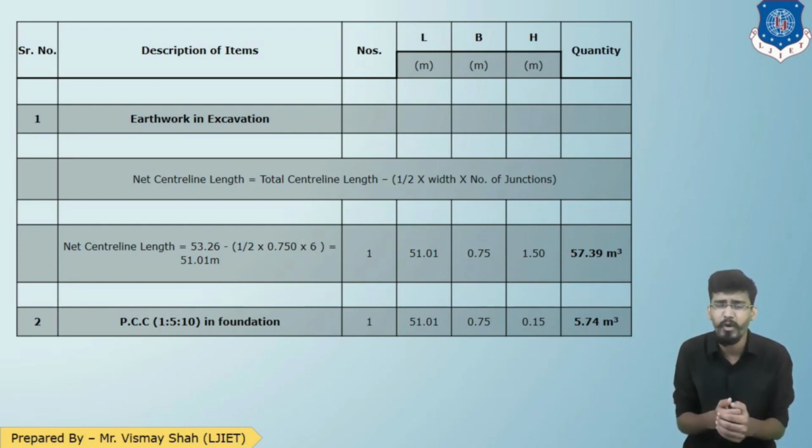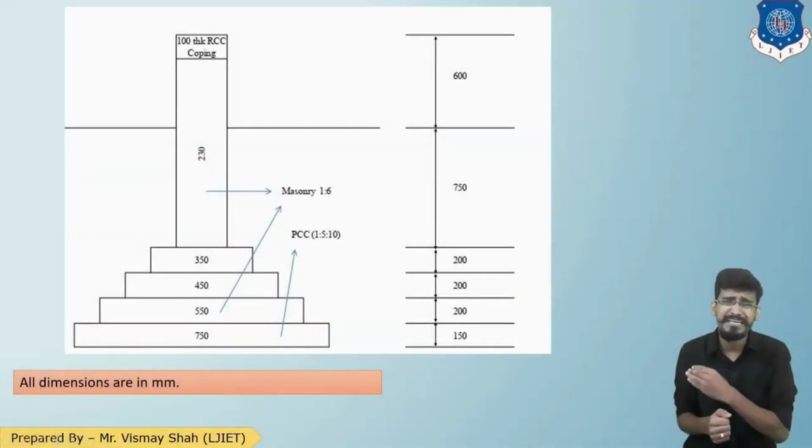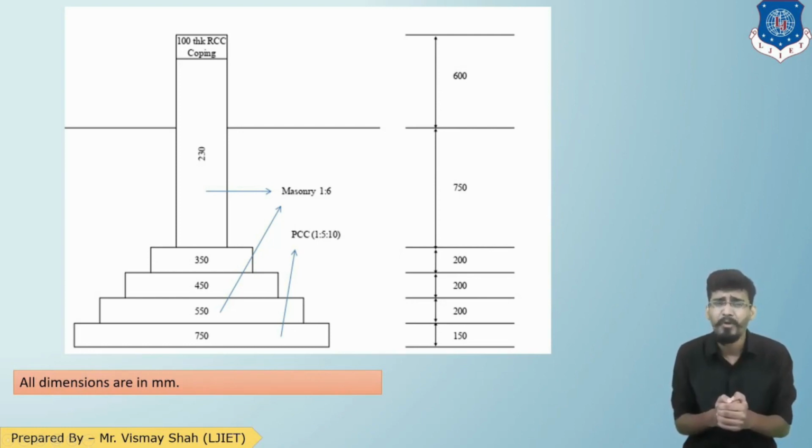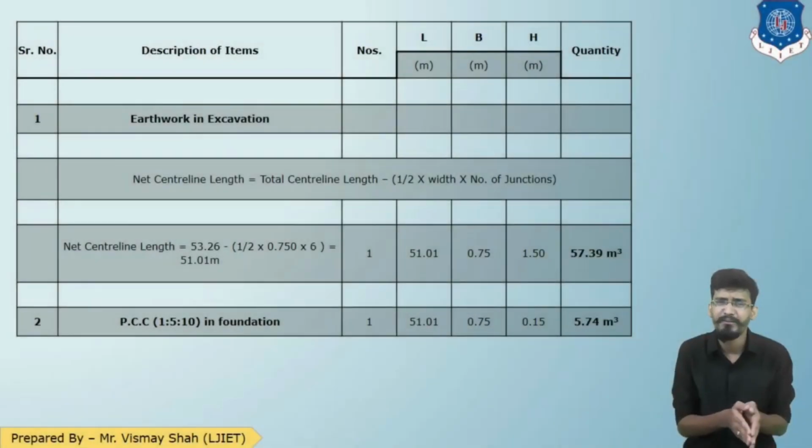Only the thickness of PCC will change. Let us see in the section what the thickness of PCC was. As you can see in the section drawing, the thickness of PCC is 150 mm or 0.15 meter. Other dimensions are the same as the excavation. So the quantity will be 5.74 cubic meter. So that is our first two quantities. I hope you have understood it very well. If not clear, have a calculator and a notepad with you and try to calculate by yourself.